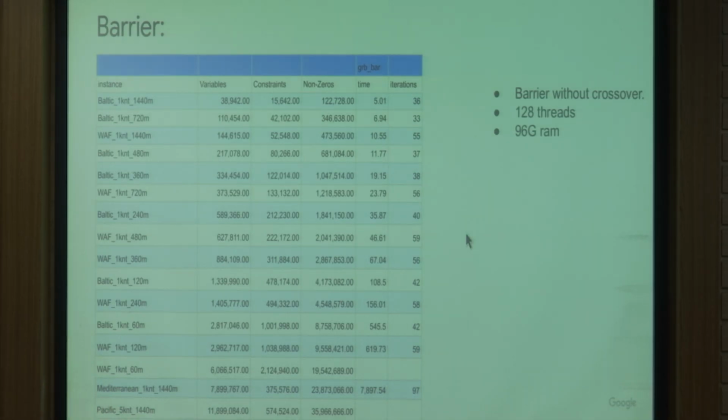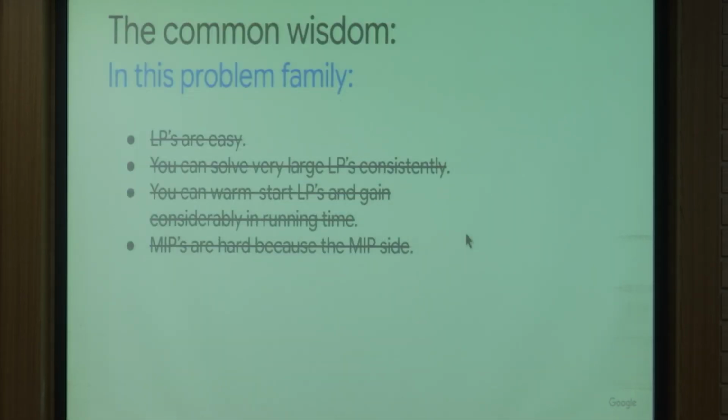And that's why it dies a miserable death, because these problems are big. And this is running on 128 threads, 96 gigs of RAM. And actually the 128 threads are not very useful for barrier, not for the way they are coded today, because there is not a whole lot of opportunity for parallelization. I'll come back to that later. So at least in this class of problems, all the common wisdom is just not true. These problems are hard because of the size of the problem.